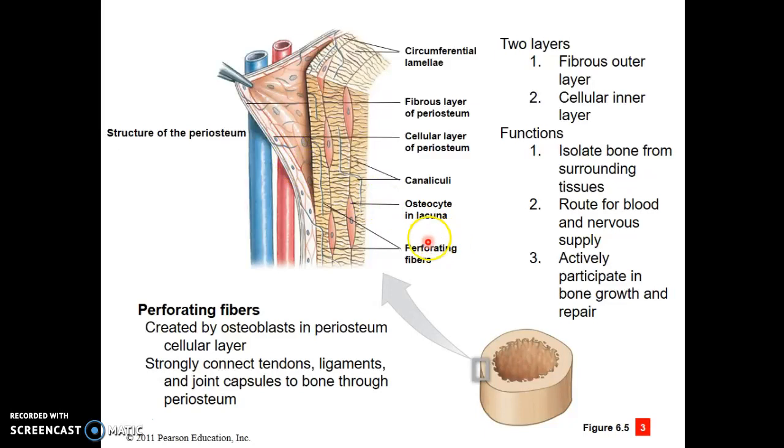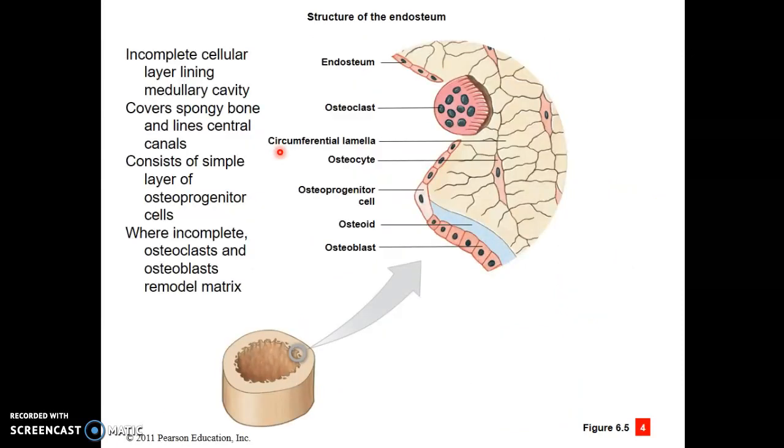And you can see these perforating fibers here, these little blue fibers. They're created by osteoblasts in the periosteum cellular layer, but they are going to travel through the periosteum and connect to the tendons and ligaments to provide strength. The cellular layer is incomplete, but it covers the spongy bone and lines the central canal.